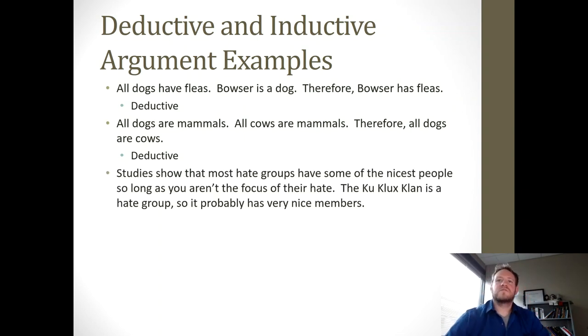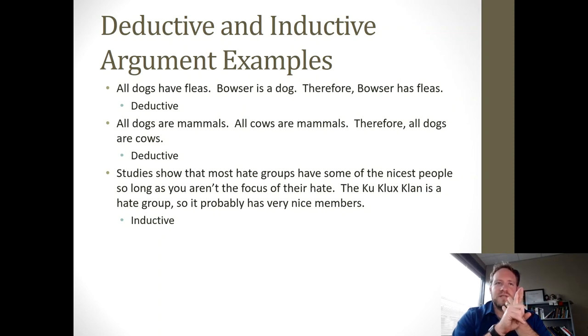Studies show that most hate groups have some of the nicest people, as long as you aren't the focus of their hate. The Ku Klux Klan is a hate group, so it probably has very nice members. So what kind of argument are we dealing with? It's an inductive argument, right? Because it's trying to show studies tell us this, and we have good reason for that.